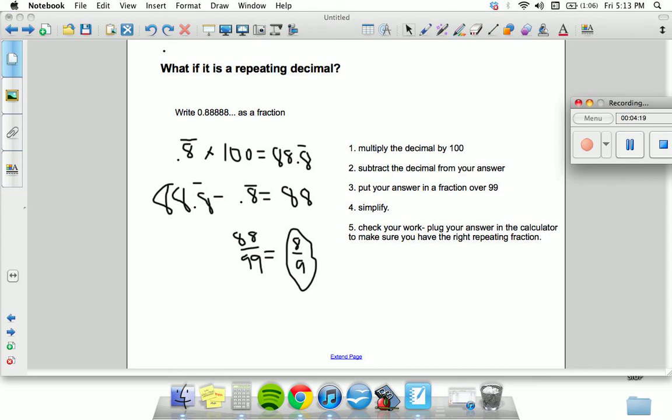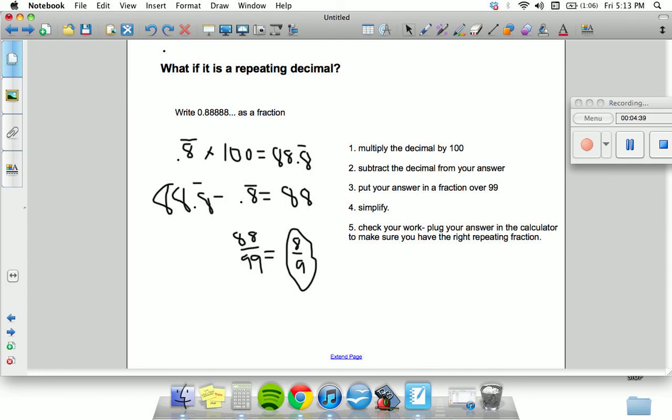Okay, this gets a little bit trickier if you're talking about a repeating decimal. If you have the decimal 0.88888888 repeating, and we wanted to write it as a fraction, there's a couple steps you need to follow. This is a surefire way to get you to a fraction.